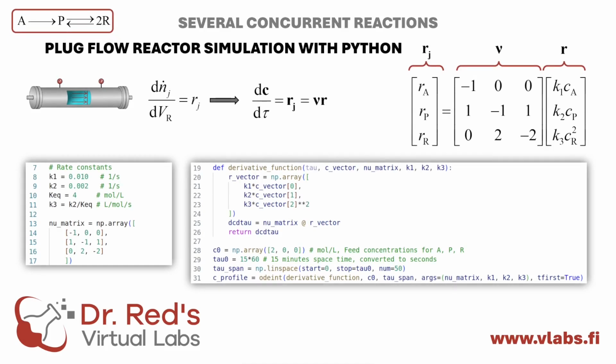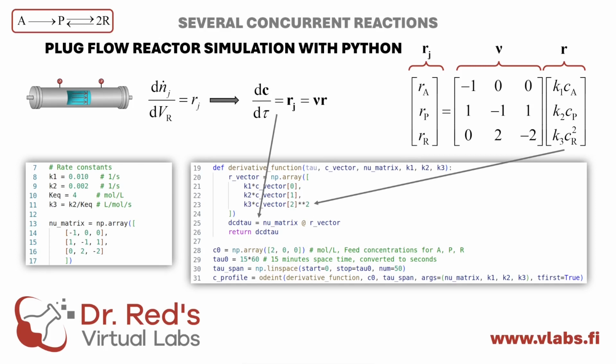Let's determine the concentration profiles in a plug-flow reactor under steady-state conditions. The approach is basically the same as with the previous batch reactor. We assign values to the rate constants and formulate the matrix of stoichiometric coefficients. Due to the second-order term in rate equation 3, we compute the column vector of reaction rates somewhat manually in the derivative function. Again, time derivatives are easily calculated via matrix multiplication.